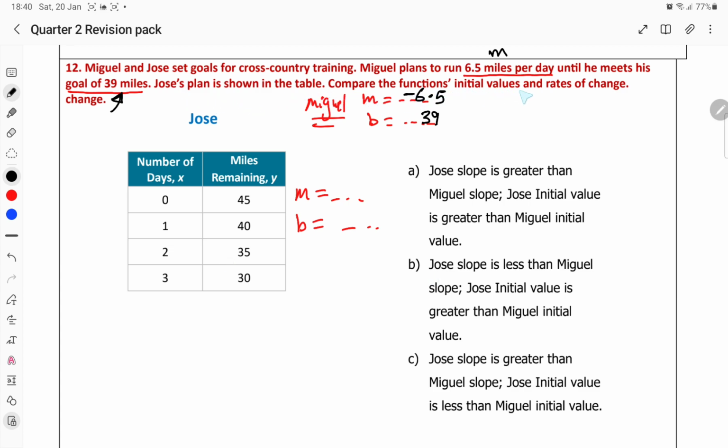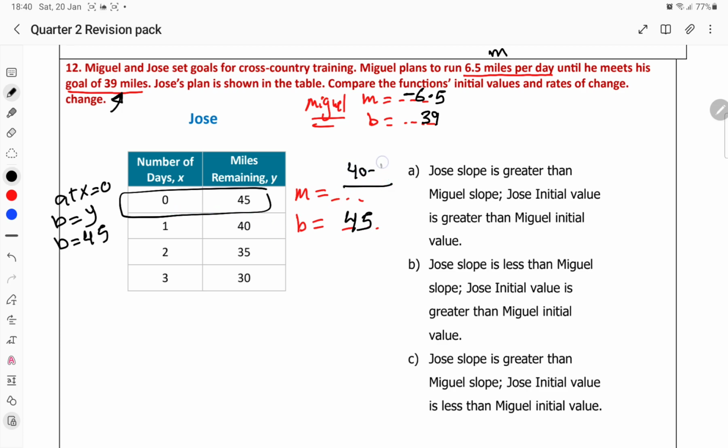Joss' plan is shown in the table. Compare the function's initial value and the rates of change. Let's see together. Here in this table, we agreed that at x equals 0, the b is equal to y. So here the b is equal to 45. Here is the b and it is 45. And what about the m? y2 minus y1 over x2 minus x1. 40 minus 45, the y together, over the x together, 1 minus 0. 40 minus 45 is negative 5 over 1, which is negative 5. So the slope here is negative 5, and here it is negative 6.5.